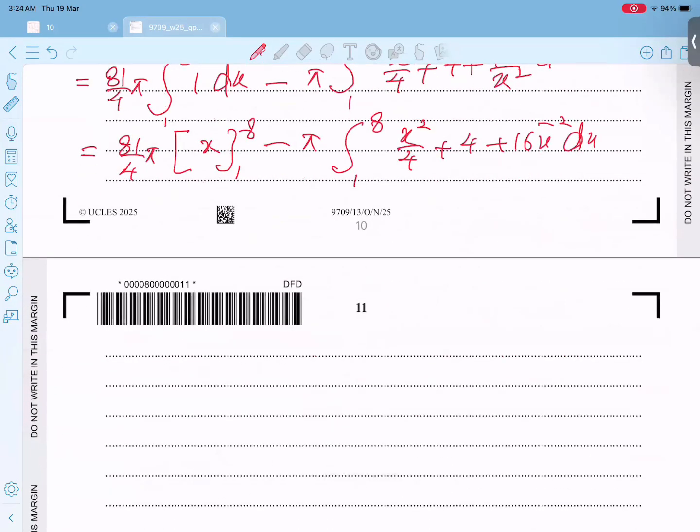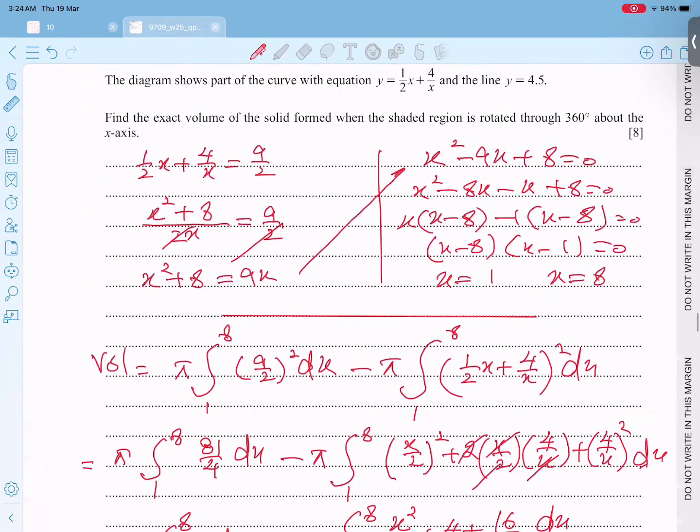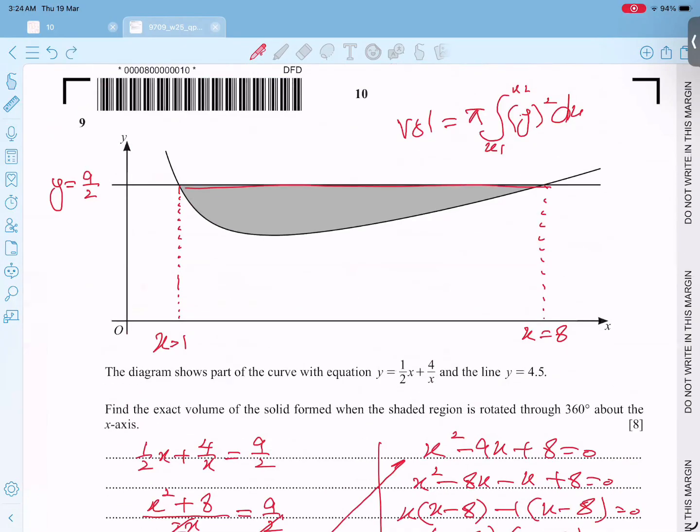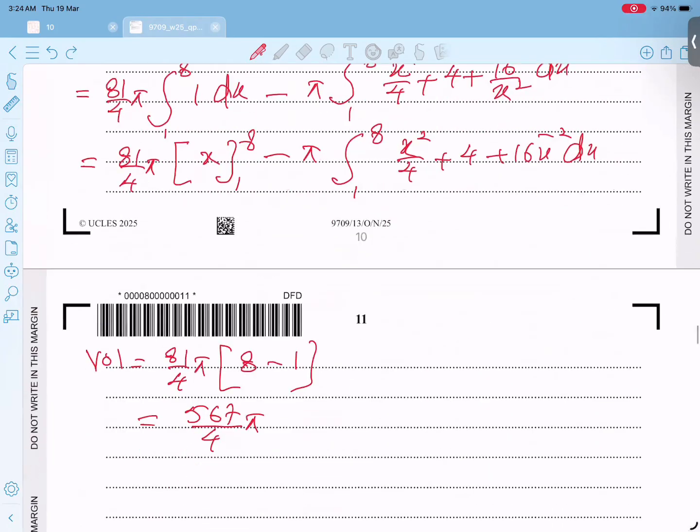So have a look now. The volume which I'm going to find is 81 over 4 pi, and here the upper limit minus the lower limit. The upper limit is 8, the lower limit is 1, which gives us 7. And 81 times 7, I get 567 over 4 pi. So this is the volume due to the line which makes a cylinder shape.